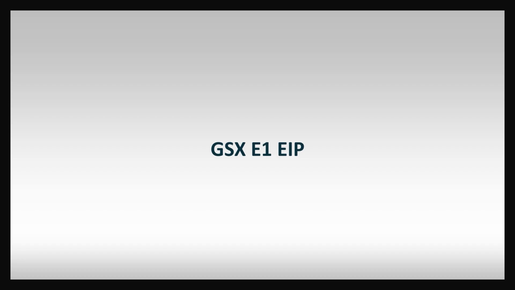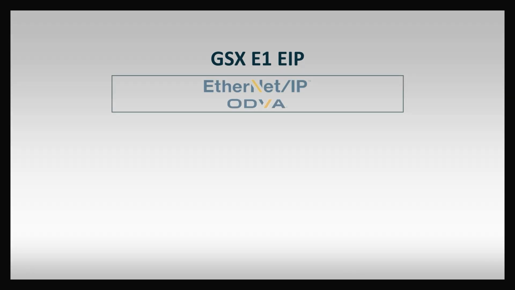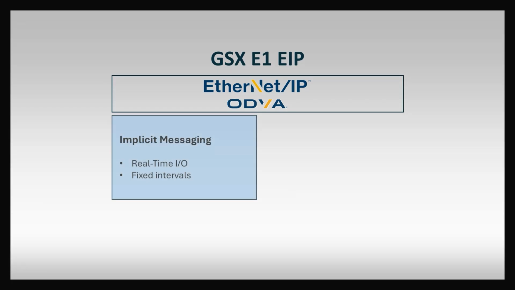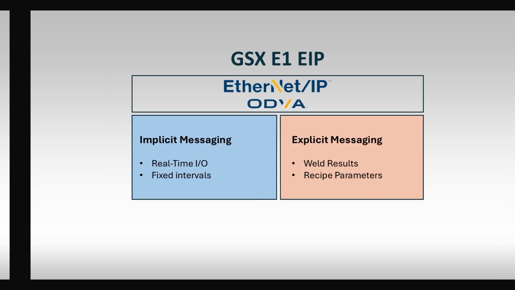This video provides an overview of the GSX Ethernet IP communication. The GSX E1 enables standard Ethernet IP communication over an industrial network and is fully ODVA compliant. Control and status I/O updates are exchanged cyclically via implicit messaging, with data transmitted in real time and at fixed intervals. Explicit messaging is used for tasks such as retrieving end-of-weld results and configuring weld recipe parameters.